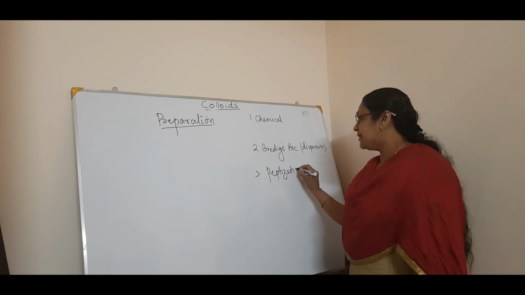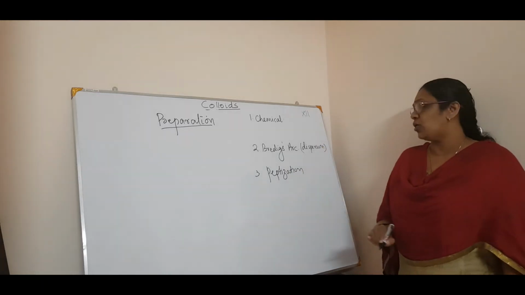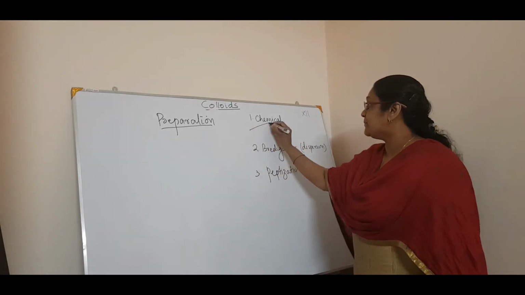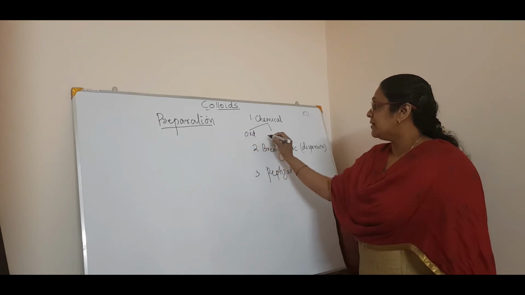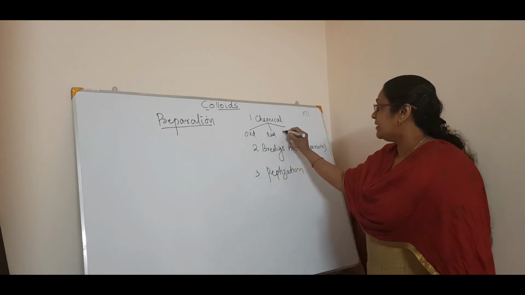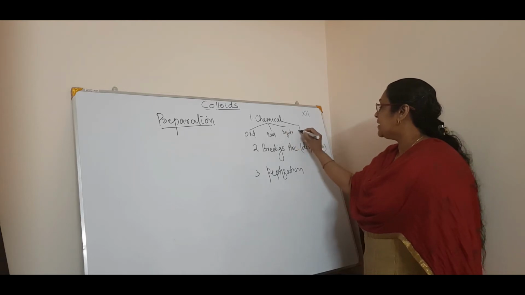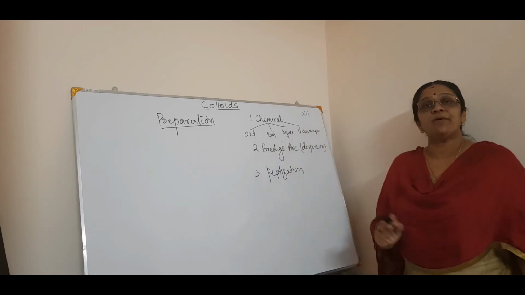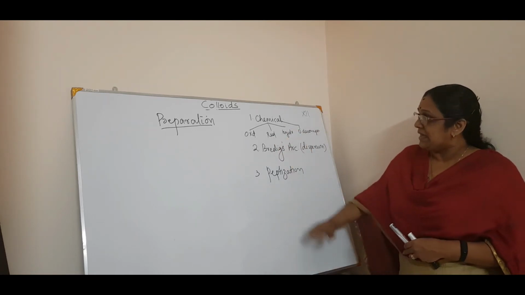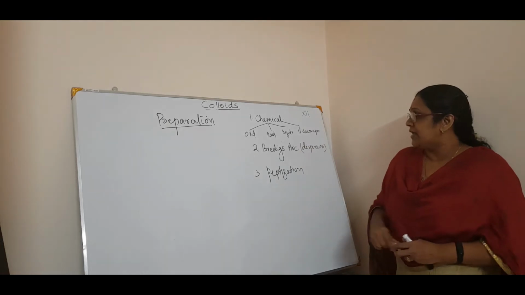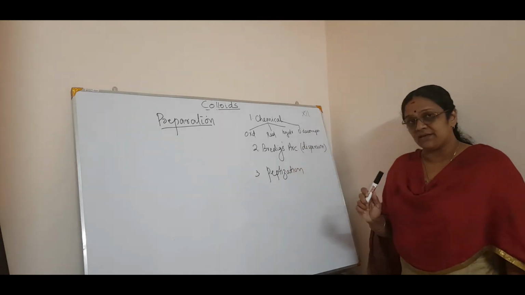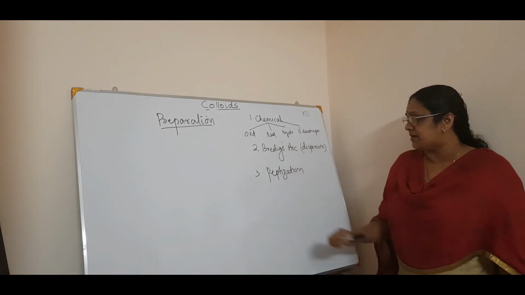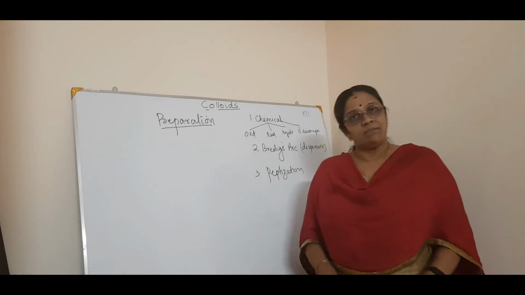So these are the 3 methods of preparation of colloids. One is chemical method, and in the chemical method you can have 4 types: oxidation, reduction, hydrolysis, and double decomposition. So in so many ways you can prepare a colloid. Mainly 3 methods: chemical method, then Bredig's or disintegration method, that is dispersion and condensation, and third is peptization method.